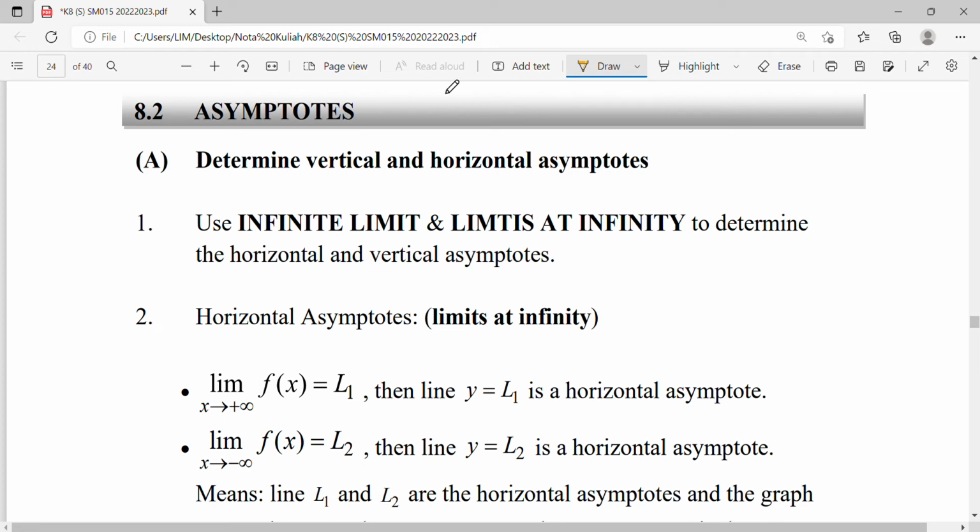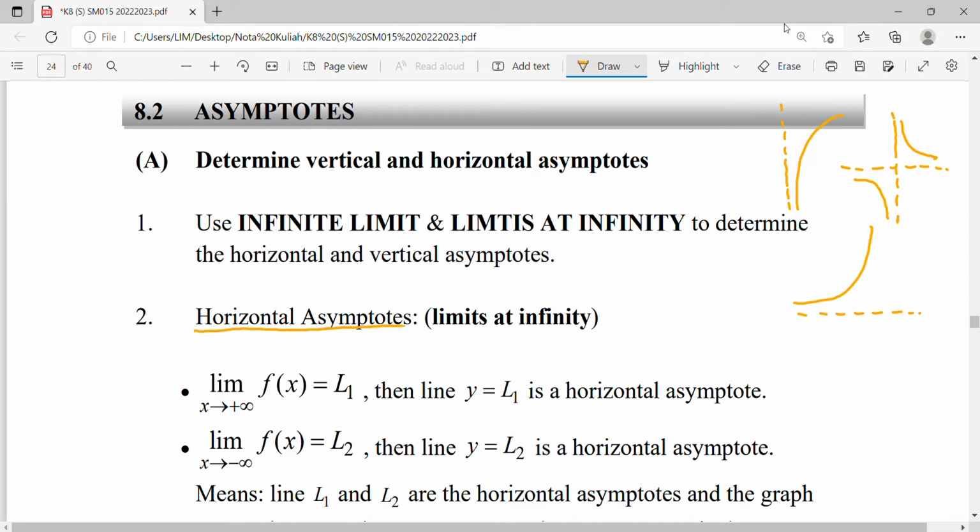Okay, so 8.2 asymptote. I think you met these asymptotes before, when you were doing chapter 5. You have vertical asymptote for log function, right? Or you have vertical and horizontal asymptote for rational function, or you have horizontal asymptote for exponential function. Betul? So our asymptote, we have two types of asymptote.